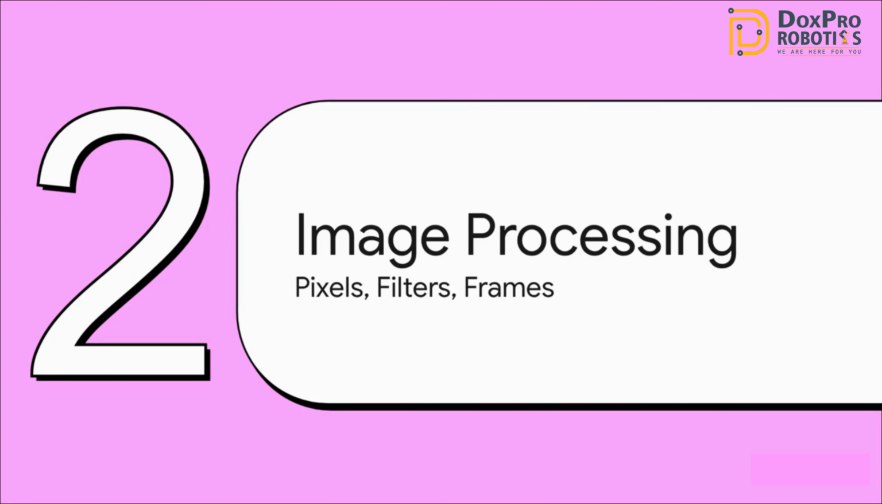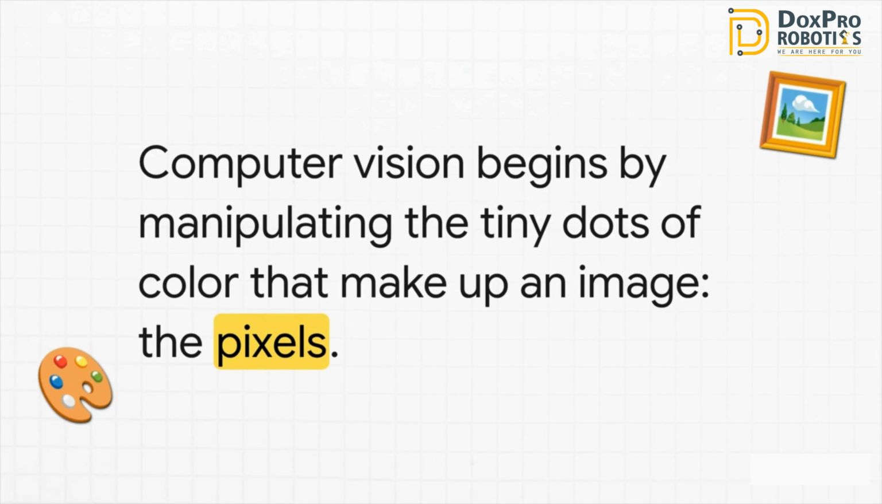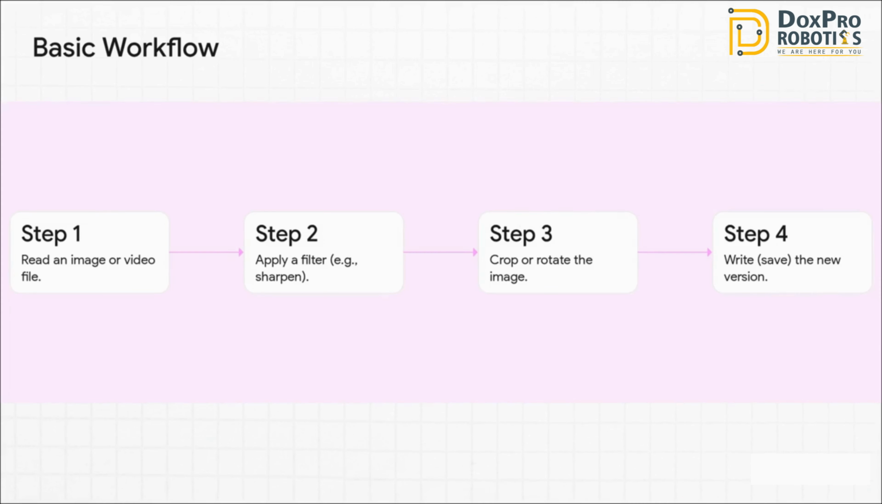To really get how this works, we've got to start small. I'm talking about the most fundamental level, the tiny little pixels that make up every single digital image you've ever seen. So, at its very core, OpenCV gives developers total control over every single pixel in a picture or a video. And that's where it all begins, really, by playing with these little dots of color. For instance, a really simple workflow could be reading a photo, maybe slapping on a sharpen filter to make the details pop, cropping it to focus on your subject, and then just saving the new version. This kind of fine-tuned control is the foundation for all the really complex stuff.